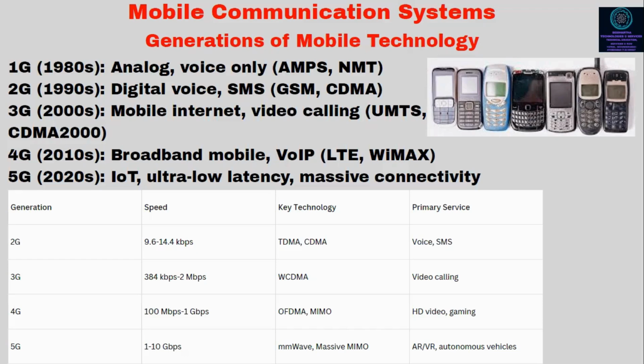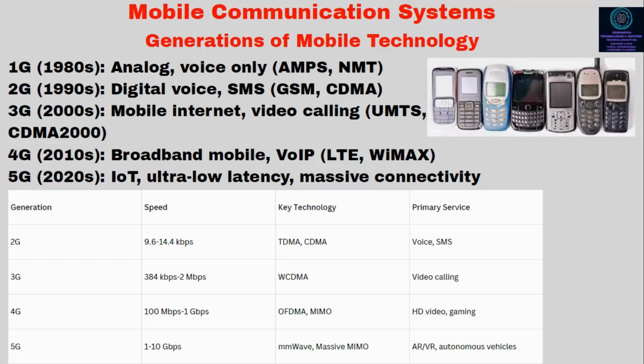So the first generation came in 1980, analog voice only, that is AMPS and NMT. AMPS stands for Advanced Mobile Phone System. That was used in America in the beginning. They used the frequency of 800 to 900 megahertz. Of course, we also use it in India, 800 and 900 megahertz. First generation analog, 1980s. Came the second one, that is 1990s, digital voice, SMS, GSM, and CDMA.